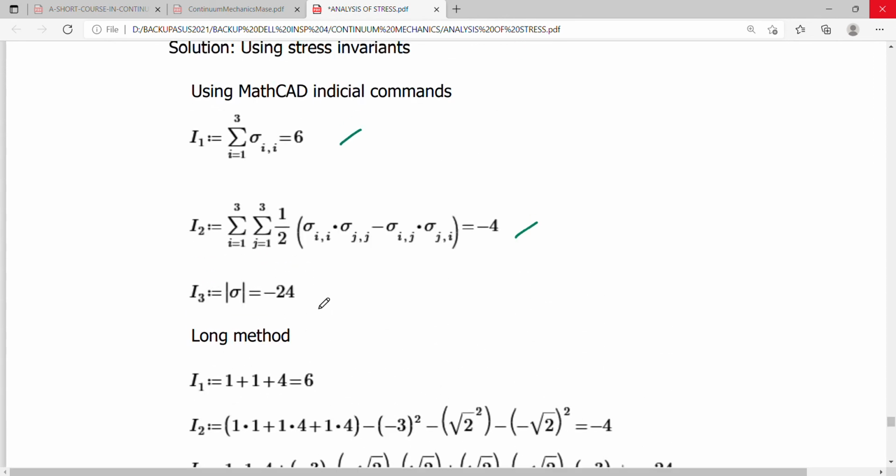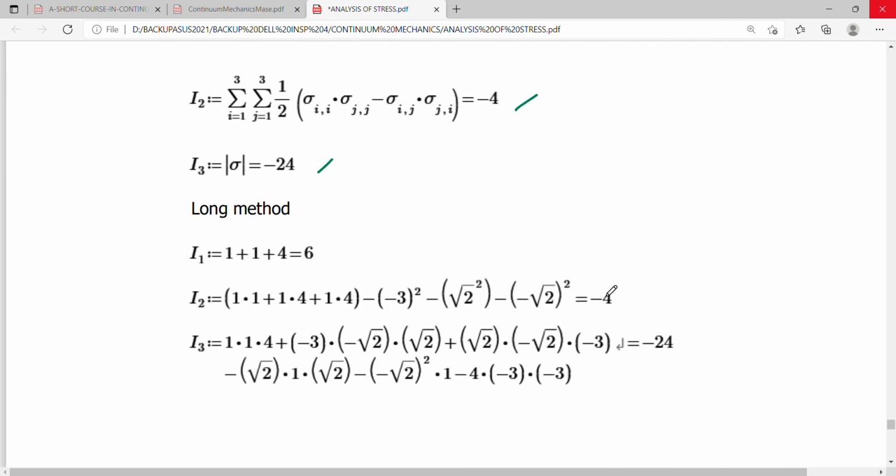or negative 24. So for the long method, you can use manual calculation. For the sigma I, which is a summation of the diagonals, I just add 1 plus 1 plus 4. And for the summation of 1 half sigma II sigma JJ minus sigma IJ sigma IJ, I just multiply, no?